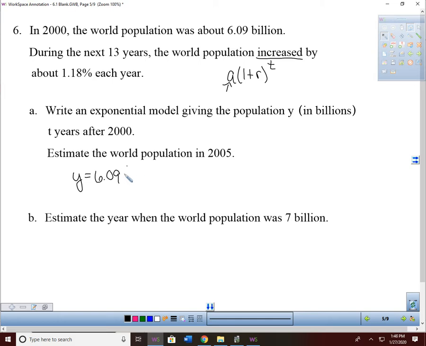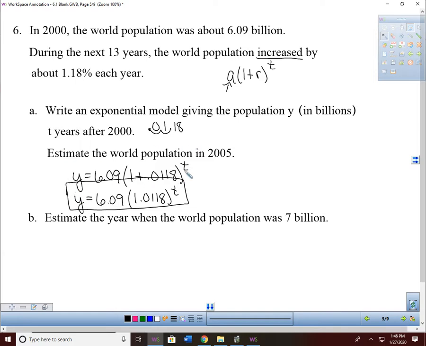6.09 times 1 plus my rate, but not as a percentage, as a decimal. So I need to take that 1.18 and move the decimal 2 places to the left. So that would give me 0.0118 to the t. All right, so if I actually simplify that a little bit, that would give me 6.09 times 1.0118 to the t. So there's the equation.